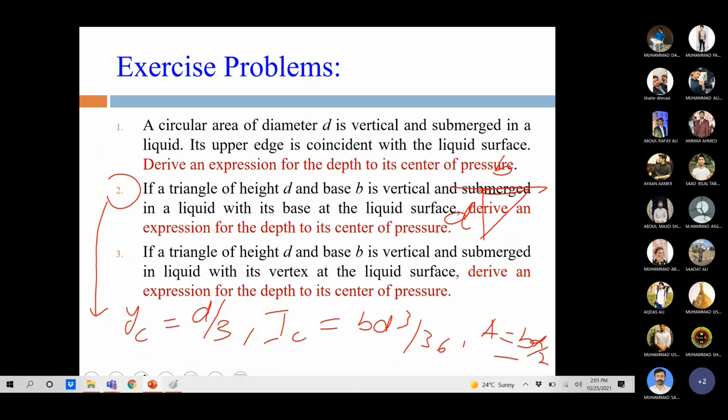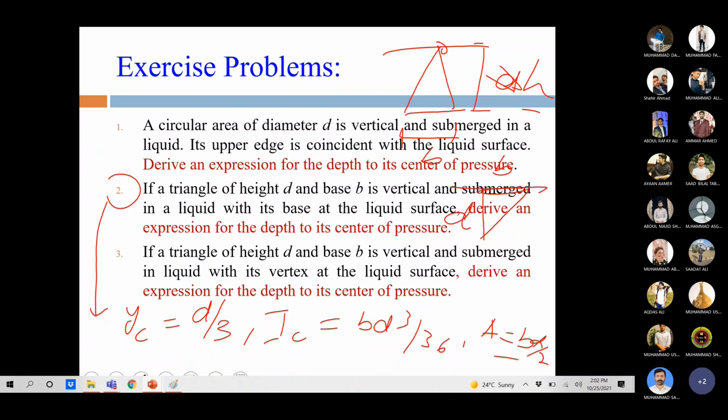if a triangle of height D and base B is vertical and submerged in a liquid with its vertex at the liquid surface. So it is the reverse of figure 2. The vertex is touching the liquid surface. Say this is B and this is D. D or H? Height is represented with H here. Okay.